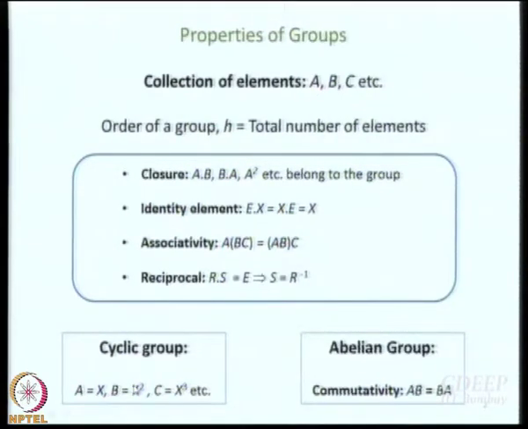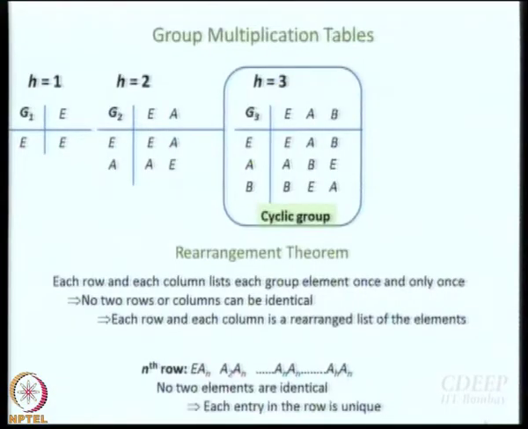What is a cyclic group? A cyclic group is like this. Let us say element A is something x, then B is x square, C is x cube, and so on and so forth. We are going to look at an example of an actual cyclic group a little later today. Okay. And this is something that we have discussed also, group multiplication tables.